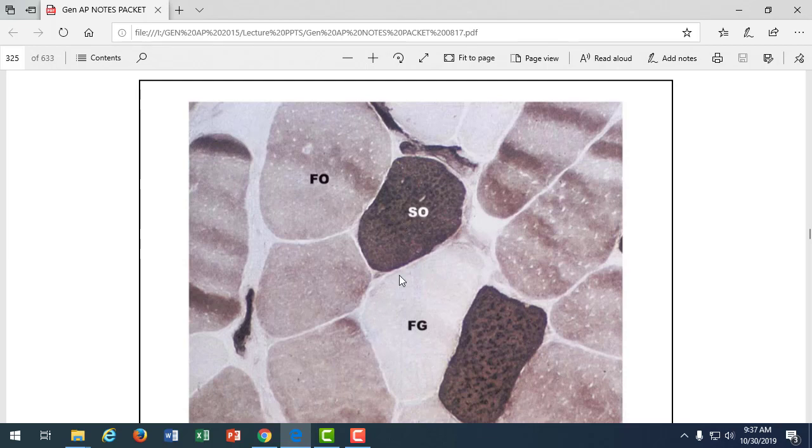The opposite extreme, the fast glycolytic, have low myoglobin content. They're really fast at splitting ATP in the myosin head. So they're good at quick responses to stimulation by the motor neuron, but they burn out much more quickly because they don't have good oxygen storing ability.